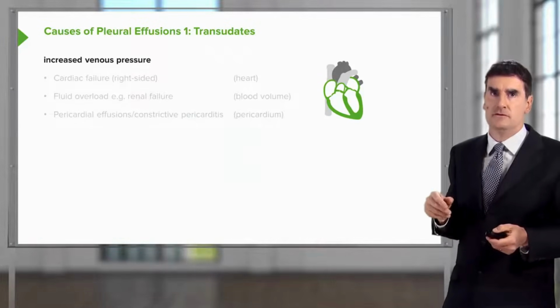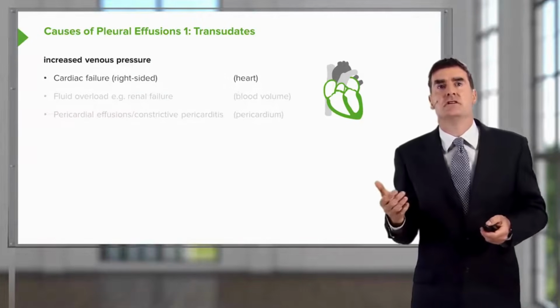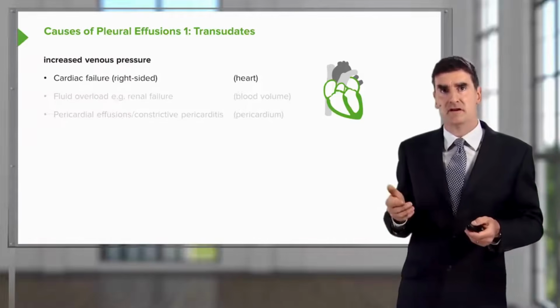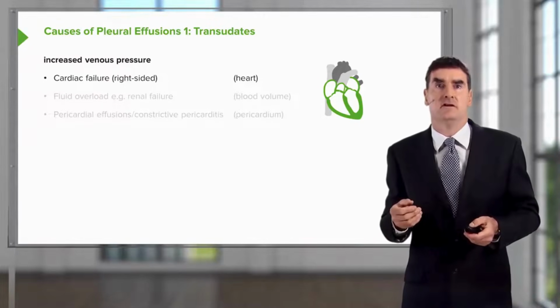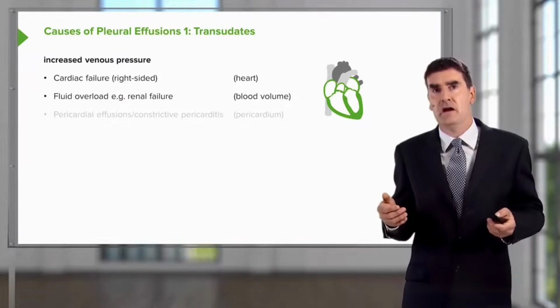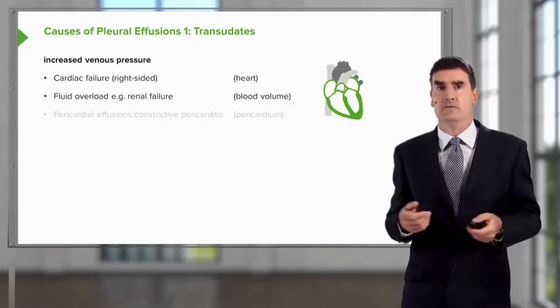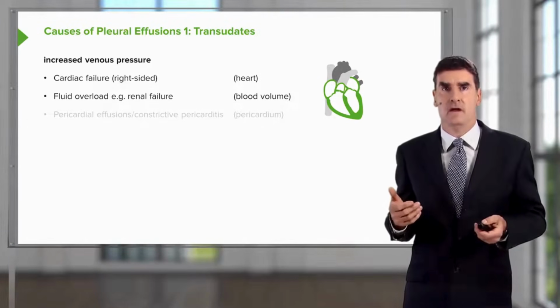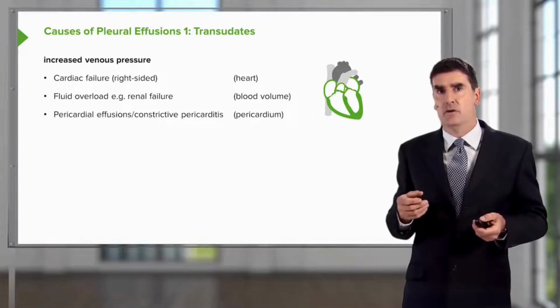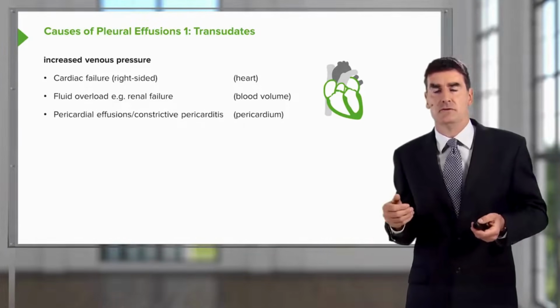So what are the causes of pleural effusions? Well, with transudates, you can have an increased venous pressure, and that might be due to cardiac failure, mainly right-sided cardiac failure, but also left-sided cardiac failure. Could be fluid overload. Somebody who's got renal failure and has an excess amount of fluid in the system may get pleural fluid forming. And pericardial disease also causes pleural effusions and is often forgotten as a cause of these.